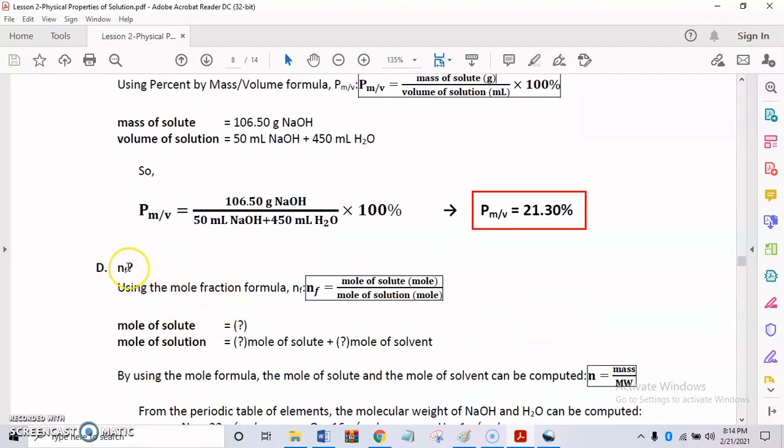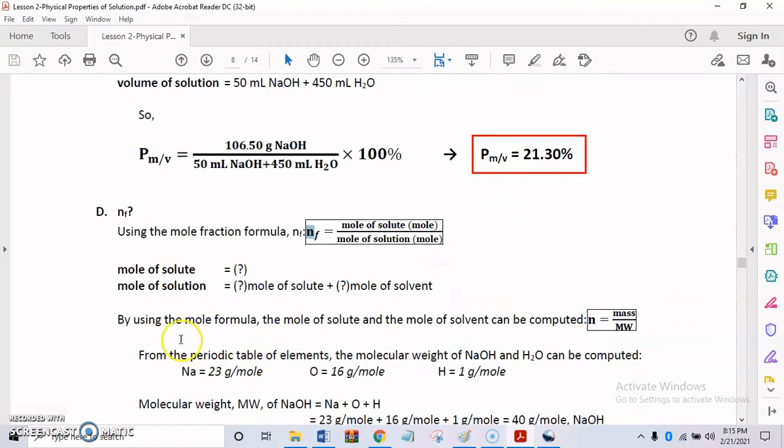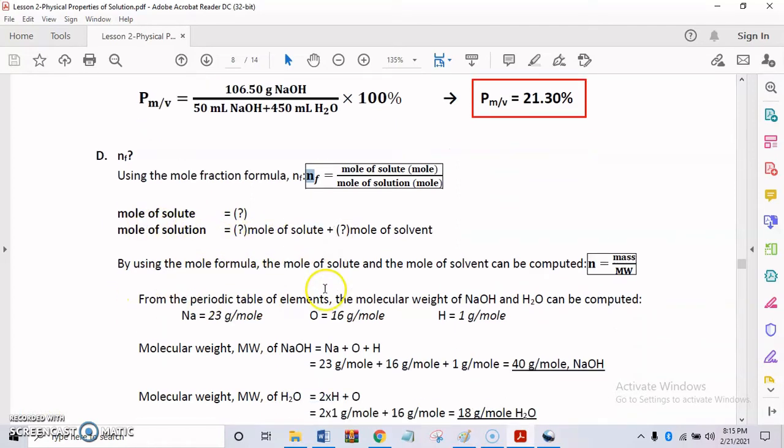Next is the mole fraction. Using the mole fraction formula, NF, N is the mole. So, F is the fraction. It is just the mole of solute over mole of solution. Both are in terms of mole and mole. So, mole of solute is unknown. Also, the mole of solution is unknown.